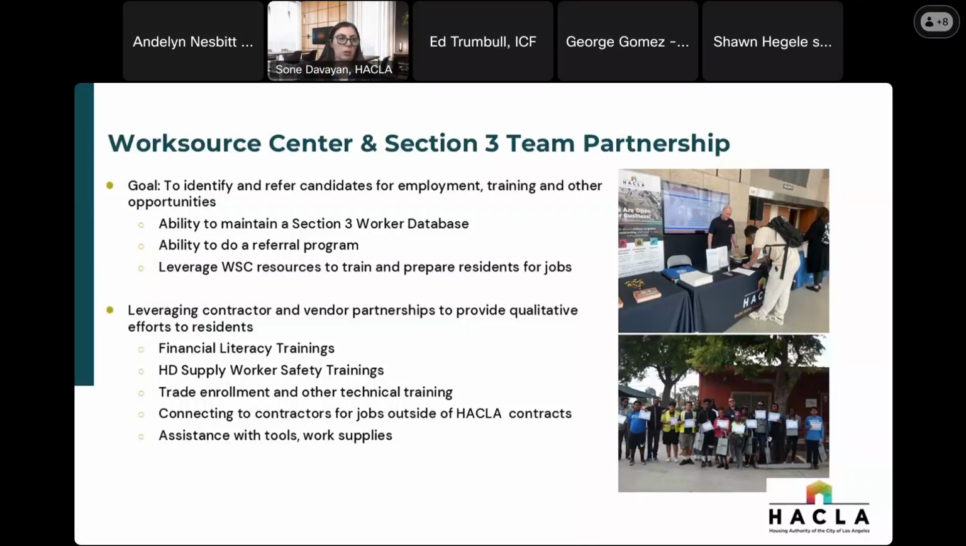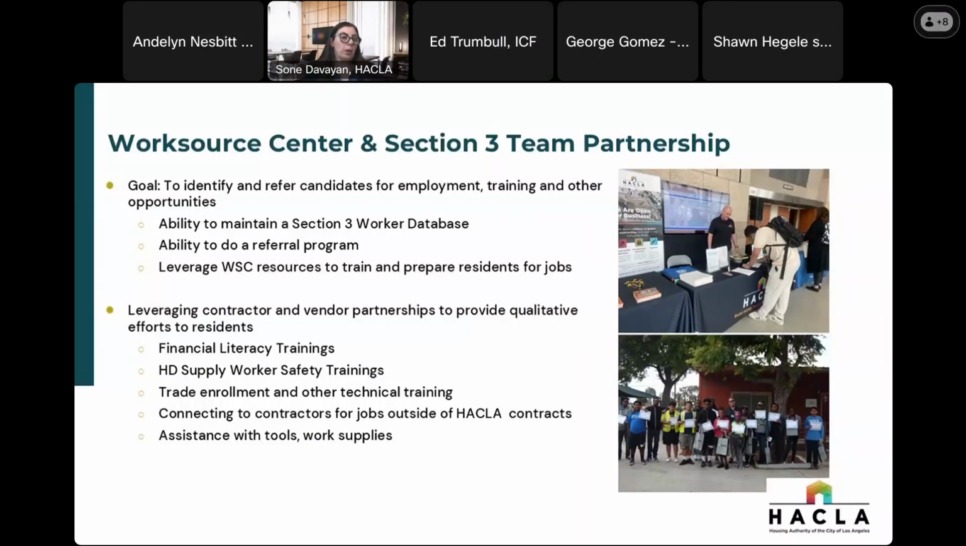It's not just the hiring, it's these qualitative efforts, these partnerships that we can create, especially with those contractors who have connections with the unions. They can enroll our residents into the union programs or other training programs, or just support them with tools and other supplies and prepare them for work with another contractor.